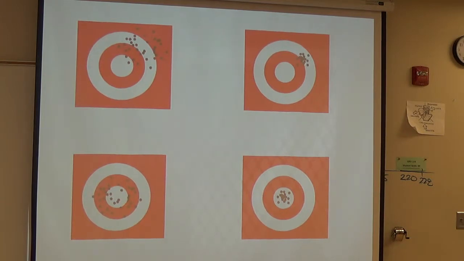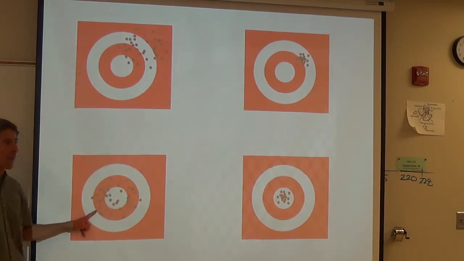Suppose you're shooting at the bullseye on each of these targets. When you're shooting a gun, you can refer to two things, accuracy and precision. Which of those targets, assuming you're shooting for the white circle bullseye in the middle, shows me accuracy? Shelly, give me one. Bottom left shows me accuracy.